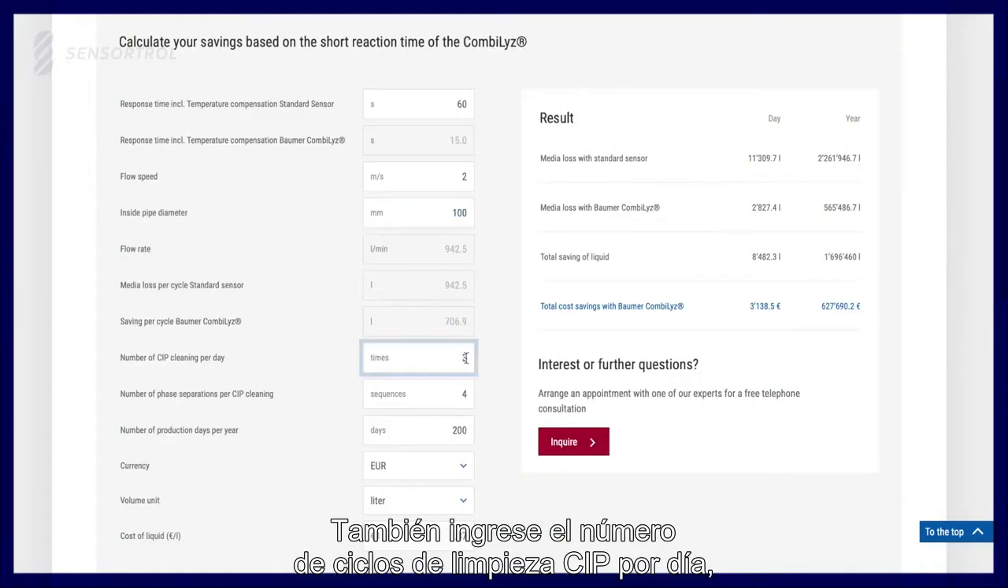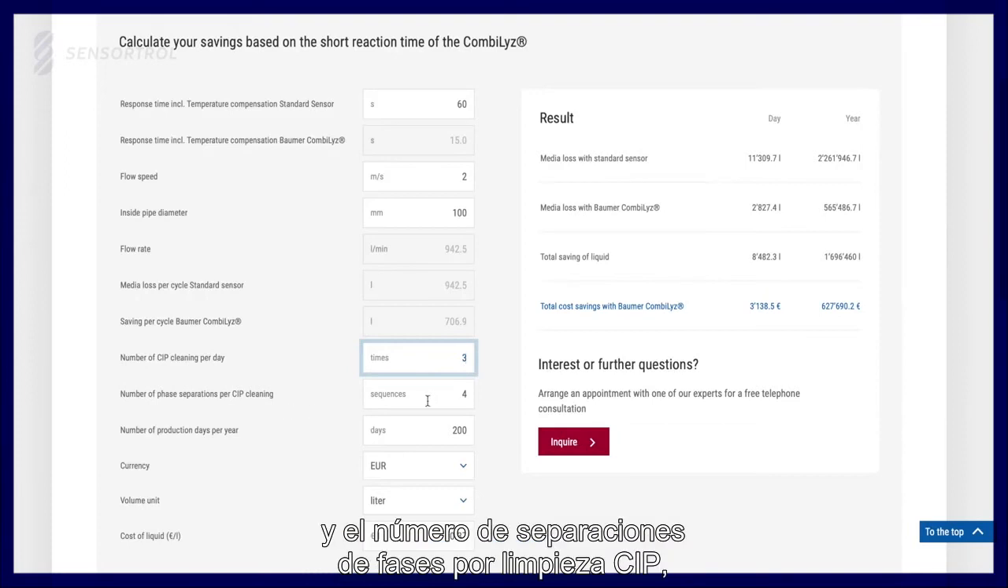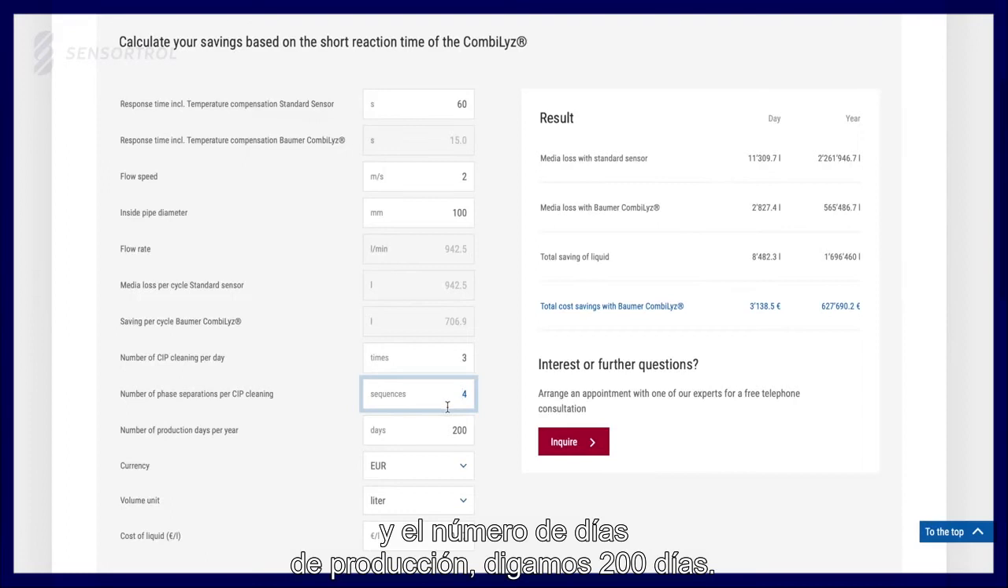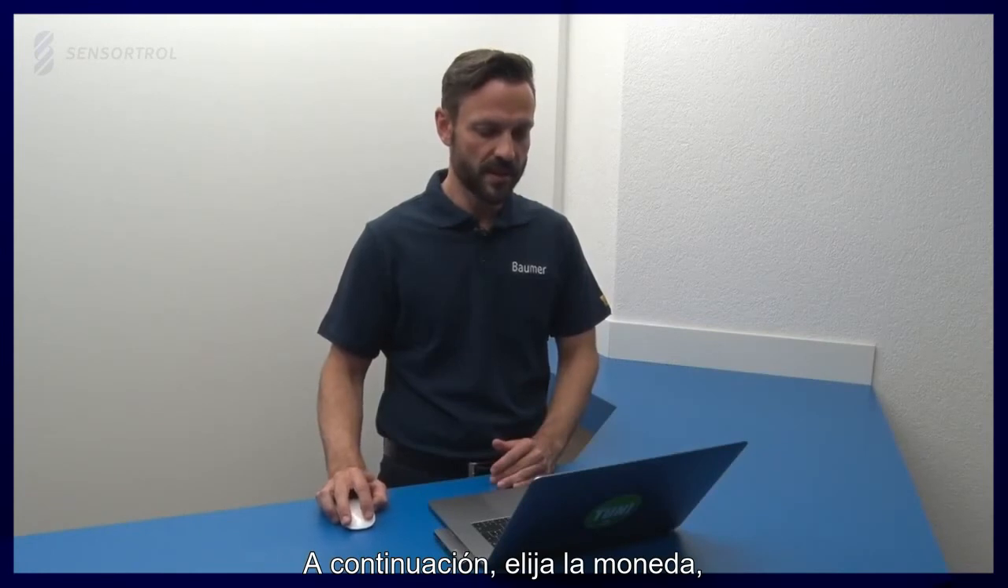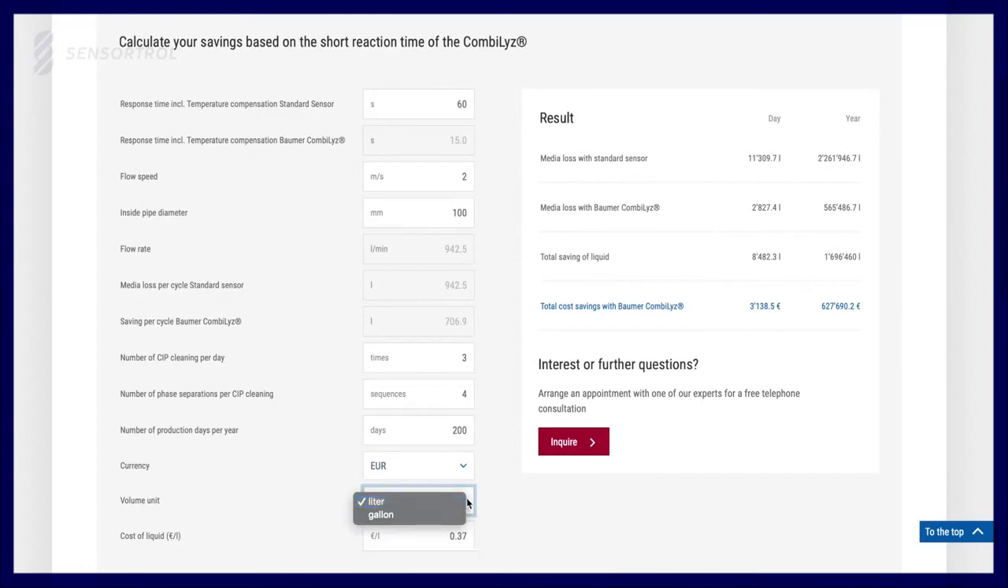Also, enter the number of CIP cleaning cycles per day, which is 3 in our example, and the number of phase separations per CIP cleaning, in our example 4, and the number of production days. Let's say 200 days. Next, choose the currency. Let's say euro. And the volume unit, liters or gallons. Then enter the liquid price per unit. For example, 50 cents.